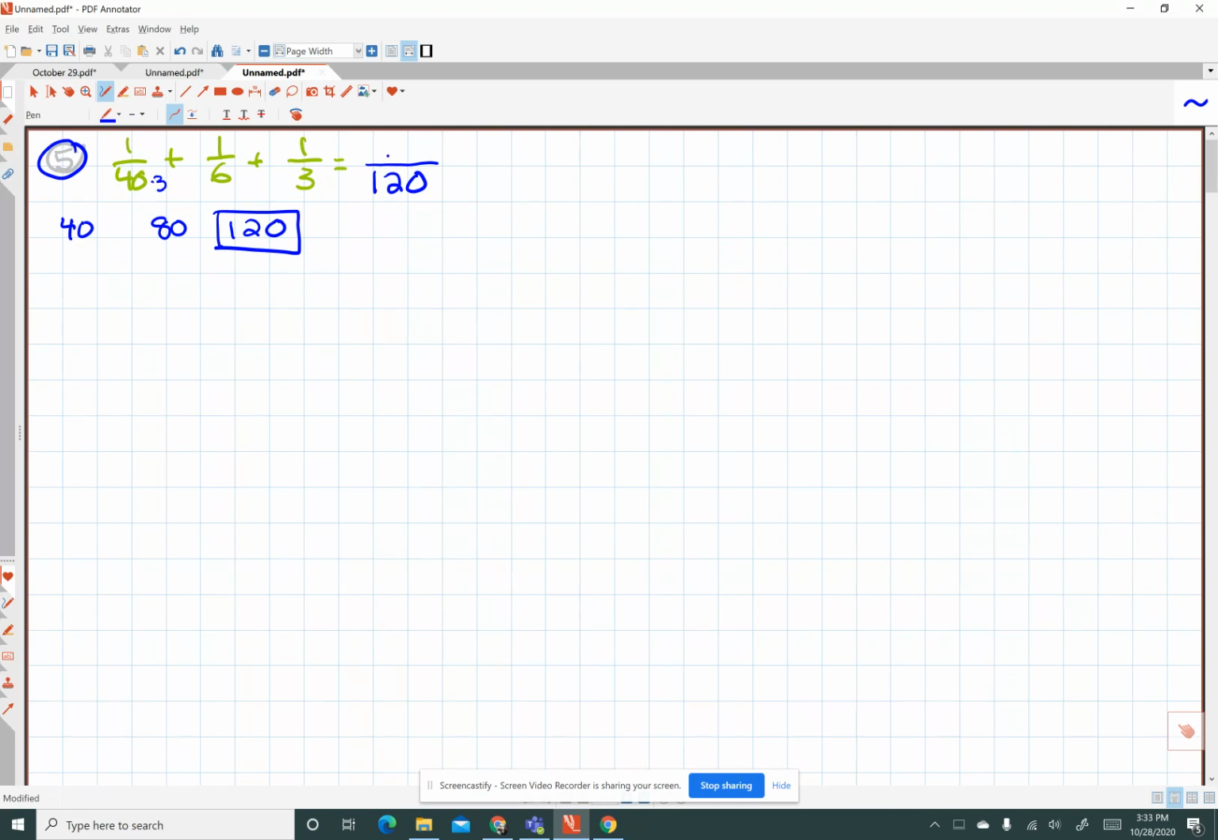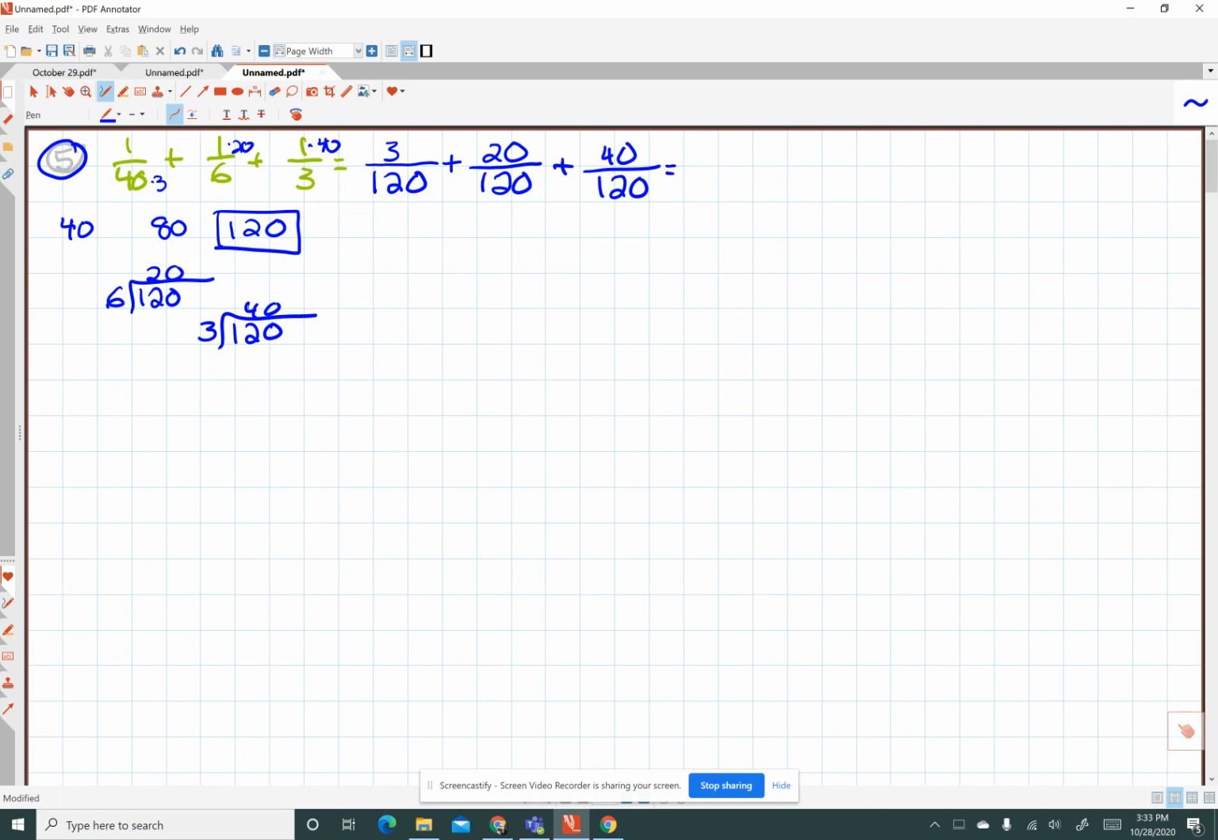40 times 3 is 120. 1 times 3 is 3. We make the next denominator 120. And 6 times, well, we can do this. 120 divided by 6 is 20. 6 times 2 is 12, 0 times 6 is 0. So 1 times 20 is 20. And then, again, if we were to divide 120 by 3, it would be 40. So 1 times 40 is 40.